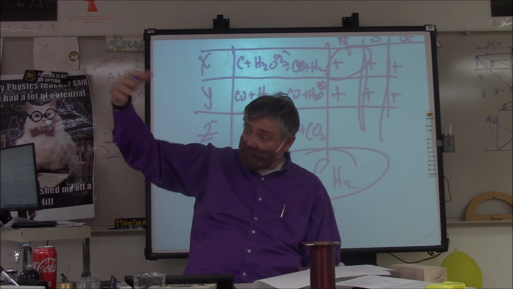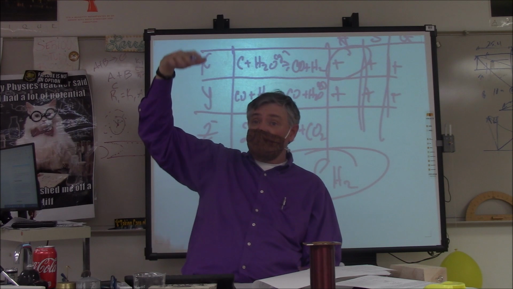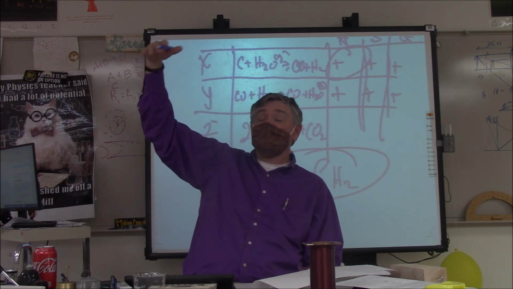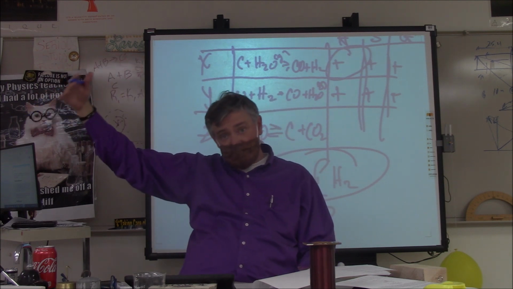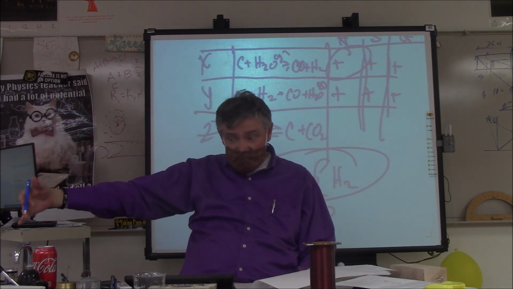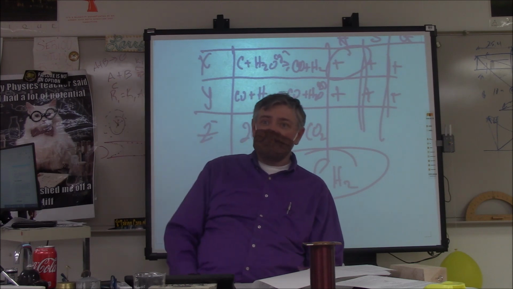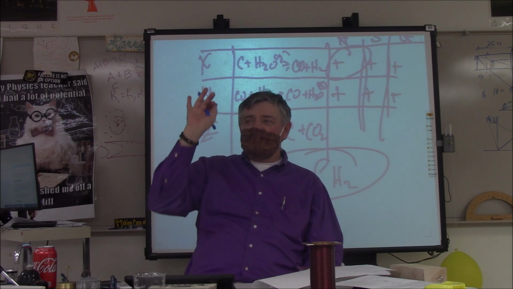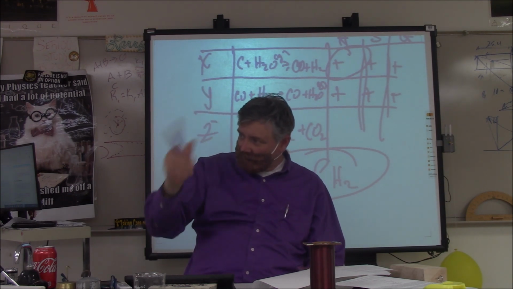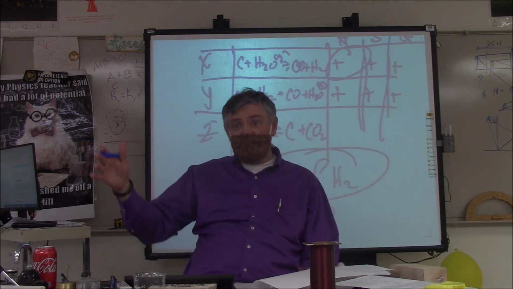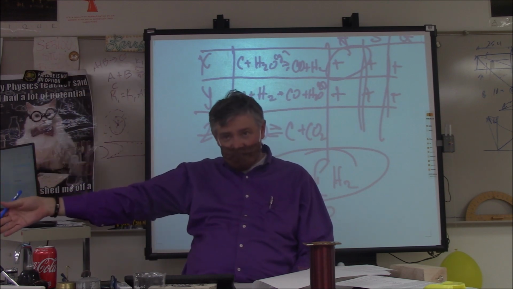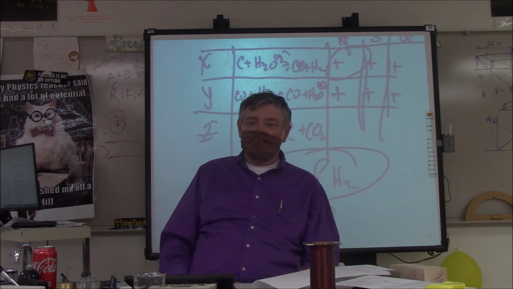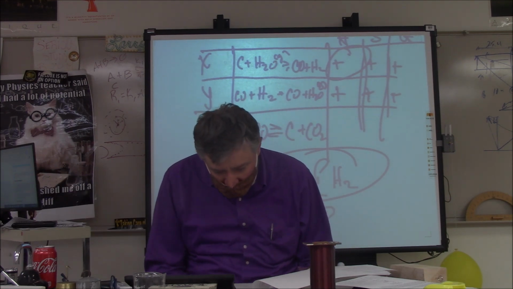So that's one of the overarching themes. And so because you're going to have a non-favored reaction, it's not spontaneous, what do you think K is going to be? K is going to be less than 1. Because if it was greater than 1, it would be a spontaneous reaction. Delta G would be a negative value.